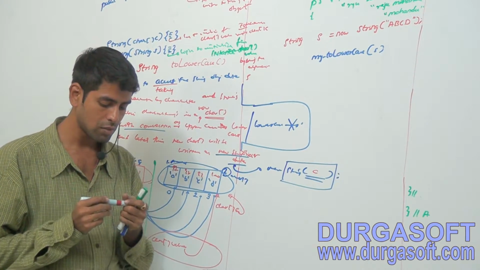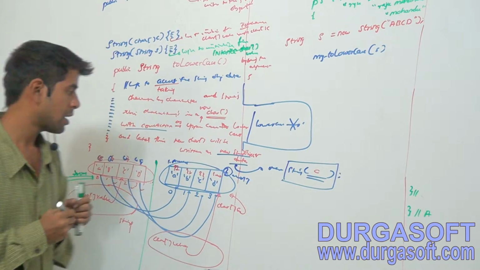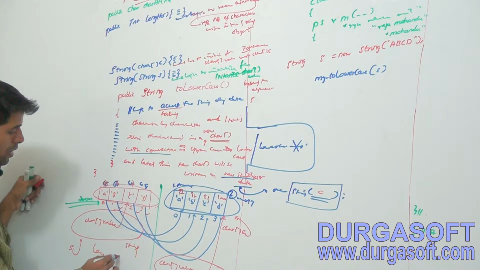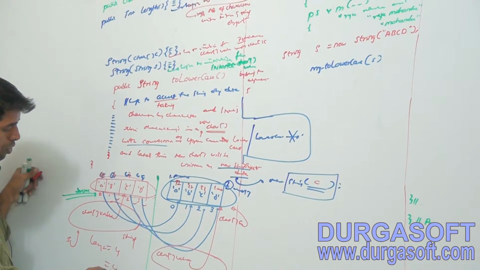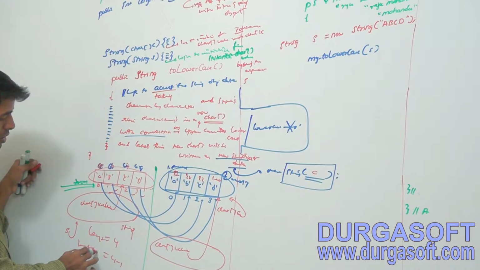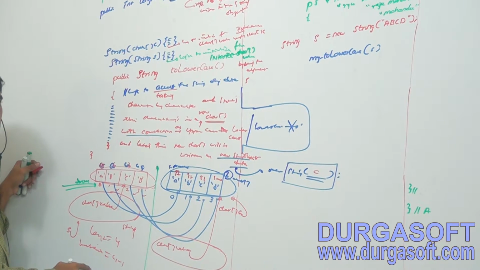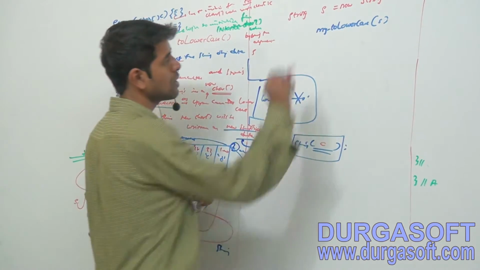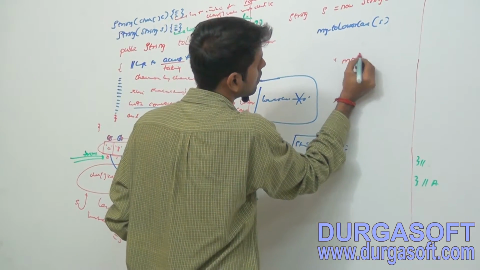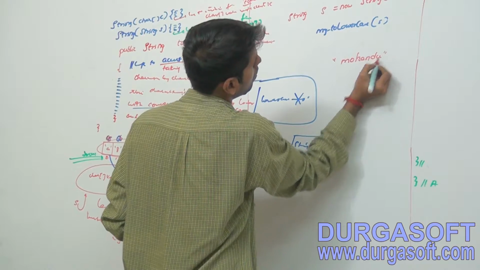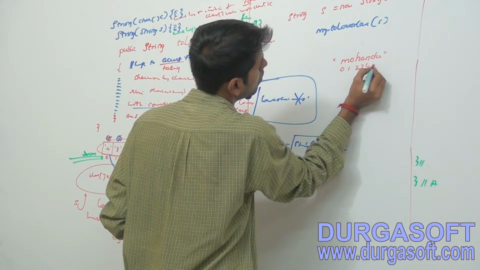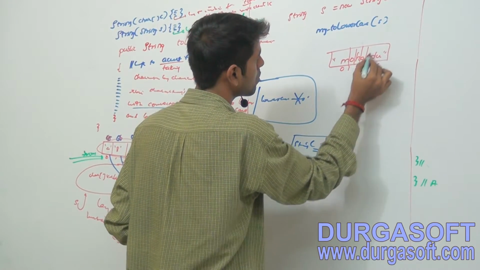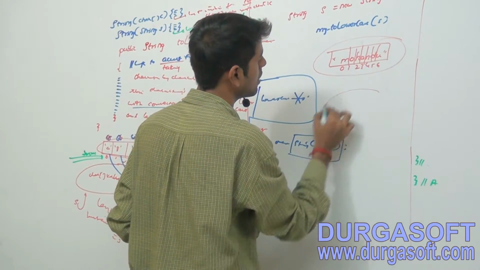Now what is the length of this string? It is 4. Now if I put 4 minus 1, does it give the last index value? Yes, it is giving the last index value, which is 3. Now observe here, if it is like Mohandu, 0, 1, 2, 3, 4, 5, 6, right? Within the char array it will look like this.